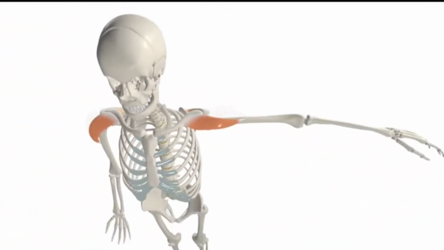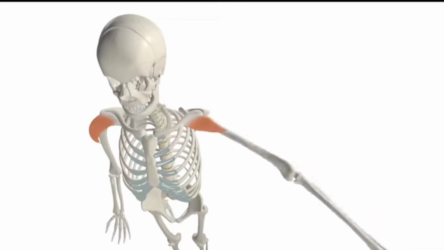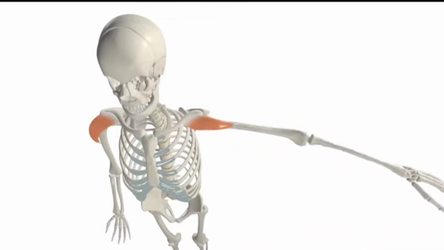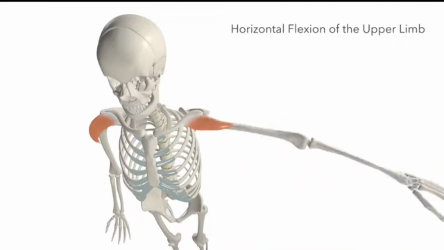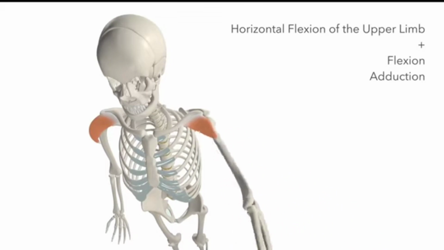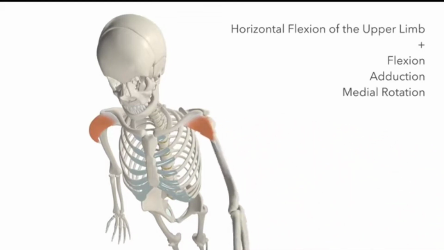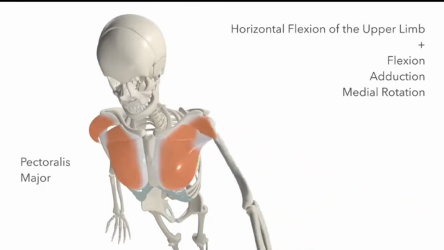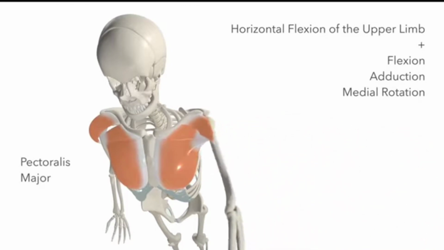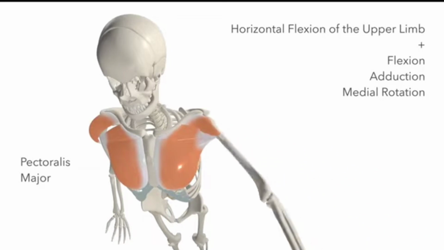The anterior head, acting alone, draws the upper limb forward, contributing to horizontal flexion of the arm, which is what this movement that you're looking at now is called, as well as flexion, abduction, and medial rotation of the upper limb. The pectoralis major, which I've just brought in, assists the anterior head of the deltoid in performing all of these movements.